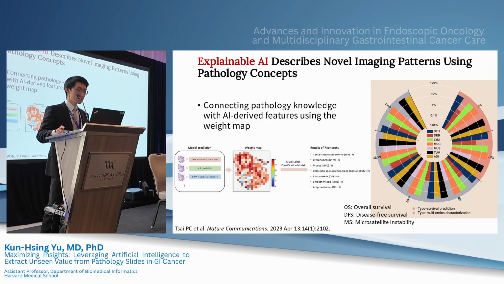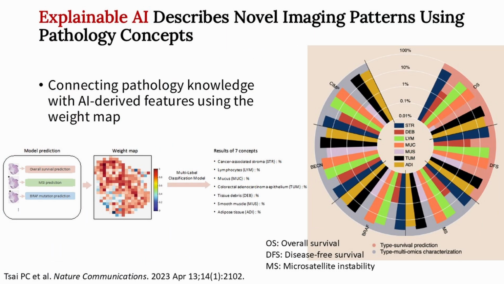In this framework, we first gather our weight map, the attention map, from our end-to-end AI approach, and we further develop a separate multi-label classification model that helps us automatically label 7 important pathology concepts documented in the literature. These include cancer-associated stroma, tumor-infiltrating lymphocytes, and many others. And the results show that we are able to connect this pathology concept with our AI-generated importance weight to better explain our end-to-end AI approach.